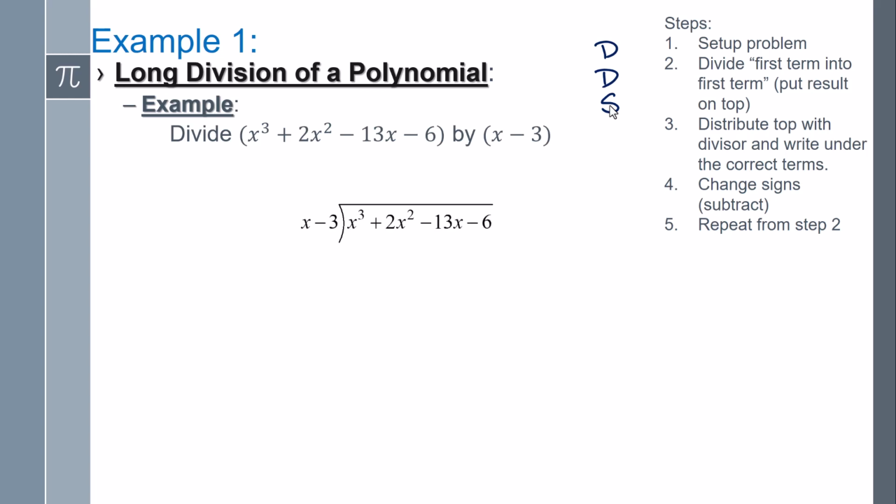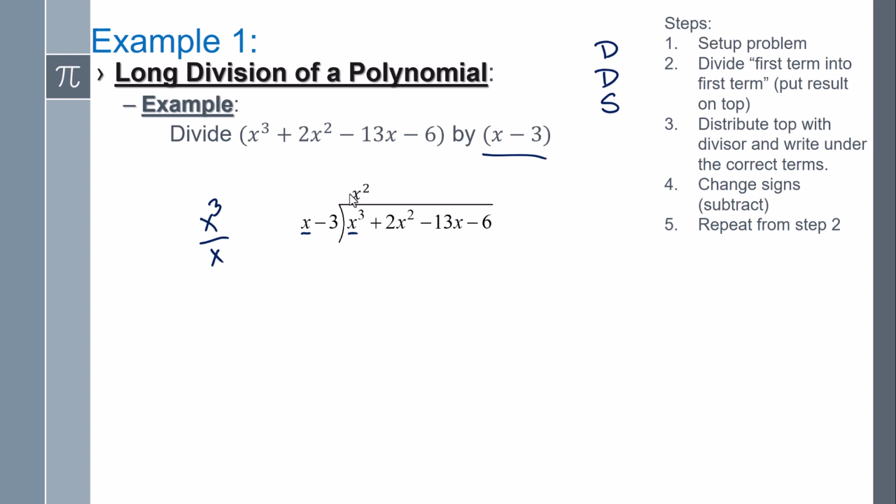So we set up the problem. I'm dividing by this. This is polynomial long division. And so what you're going to do is you're going to divide the first term with the first term. I can write that off to the side if it's hard for us to do it in our head. So x cubed divided by x, we get x squared. Very simple.